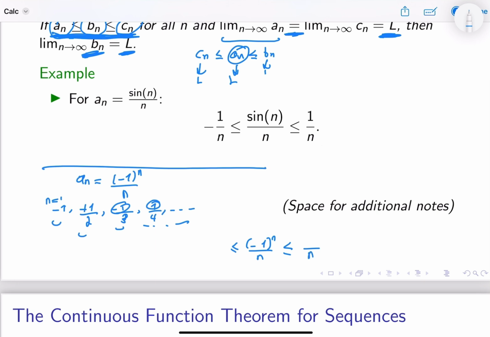So let's keep the n as is. What's the biggest this can get? Well, the biggest this can get is 1. And what's the smallest it can get? Well, the smallest it can get is -1, because for different values of n, this is plus or minus 1. So this sequence is also bounded between 1 over n and -1 over n. But we know that this goes to 0 and that this goes to the same thing, to 0. Then the sequence in between these should go to 0 by the squeeze theorem or sandwich theorem.